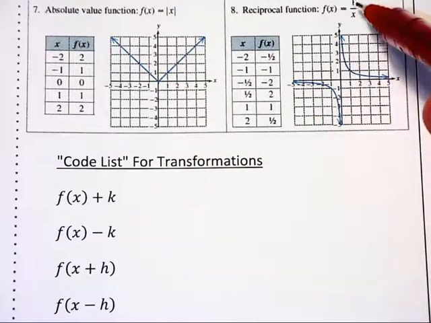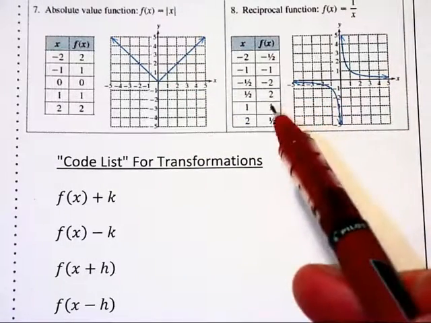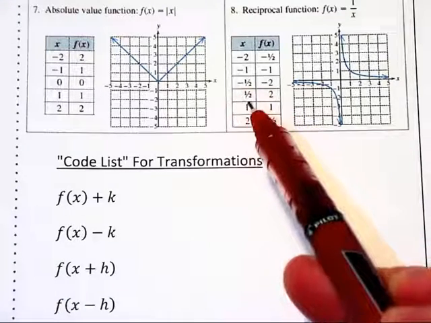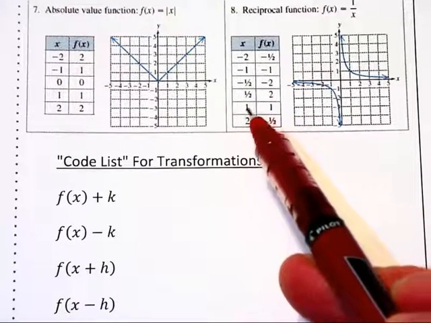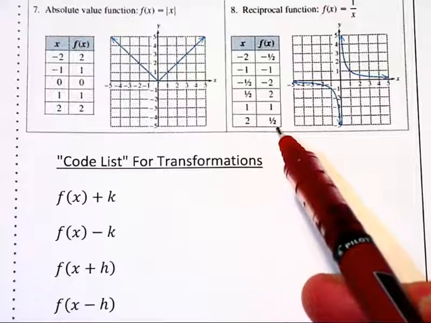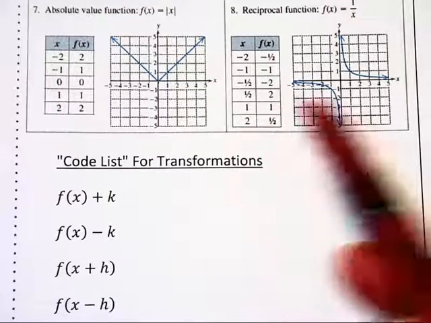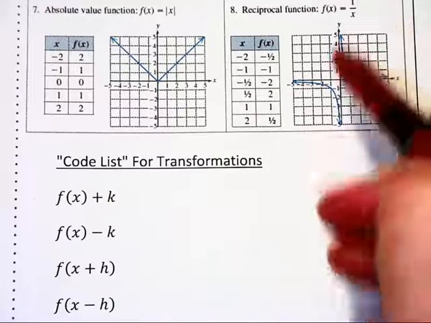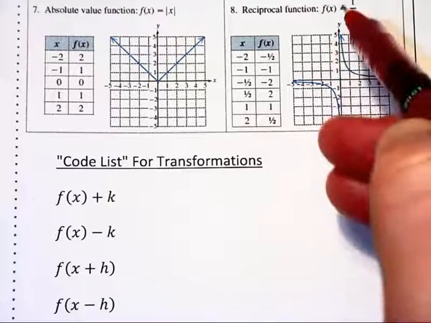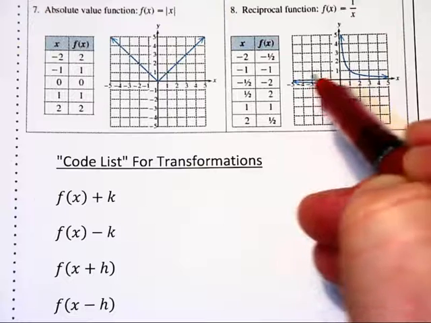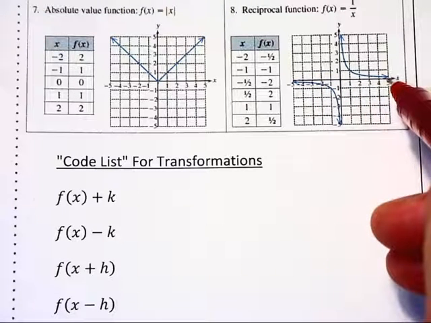And the reciprocal graph, 1 over x. Notice how when x is 1, the reciprocal of 1 is 1. The reciprocal of 2 is 1/2. The reciprocal of a half is 2. That's what gives you these curves, and the graph never touches the y-axis and it never touches the x-axis there.